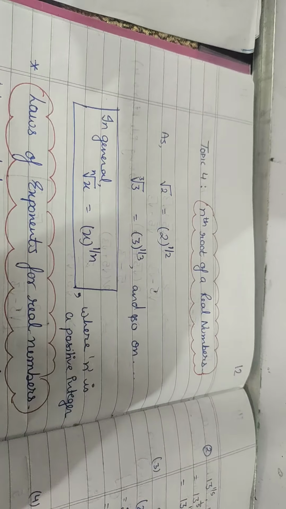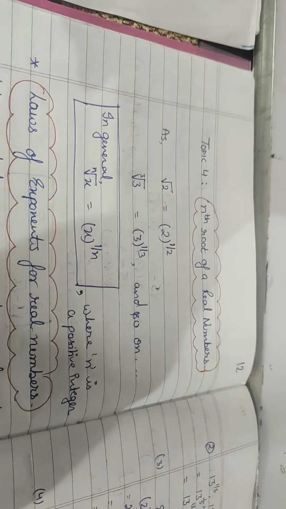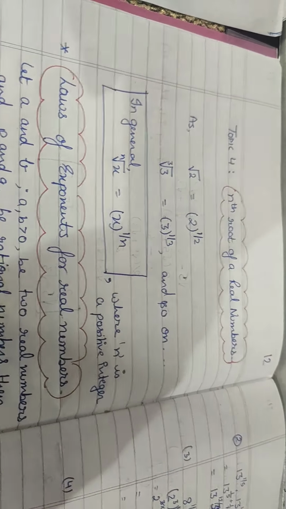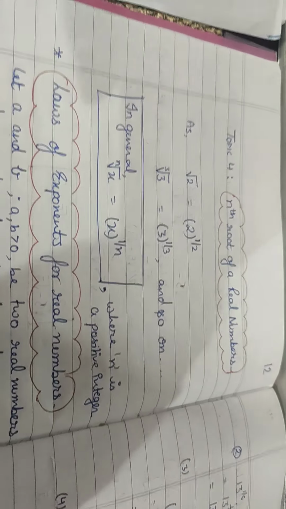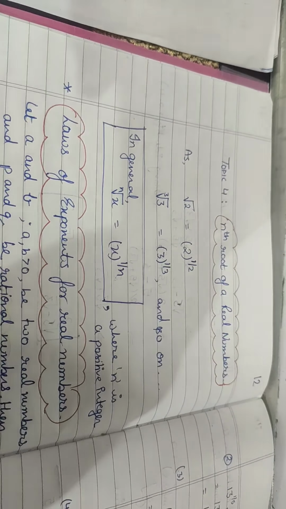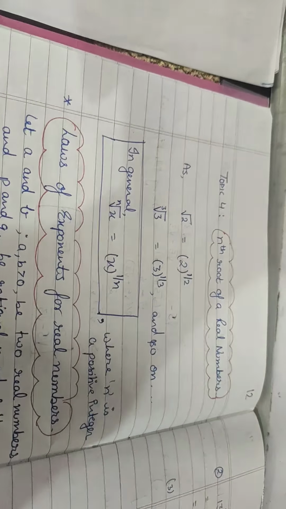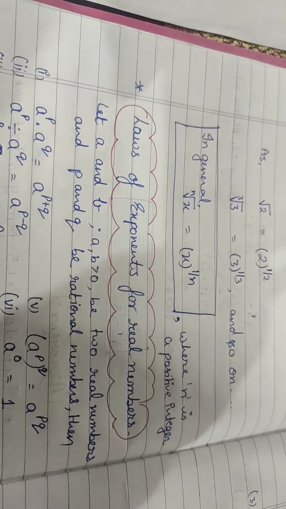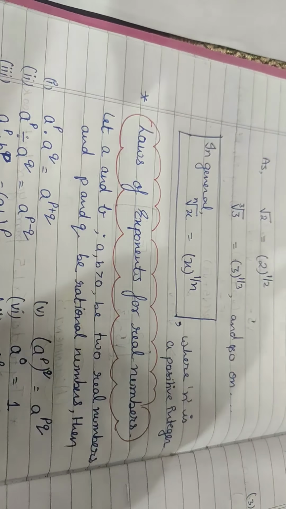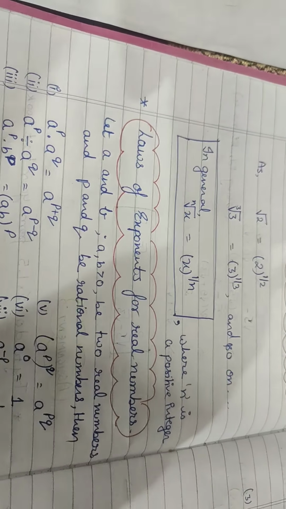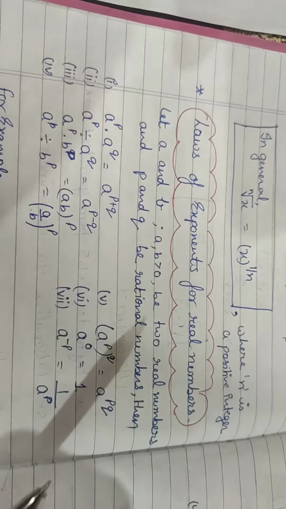Before starting laws of exponents for real numbers, I just want to say that you have already used these laws of exponents in your previous class, in the chapter exponents and powers. So here also we are going to apply the same laws but for real numbers. So let us start. Let a and b, where a and b are greater than 0, be two real numbers, meaning here I am talking about positive numbers, and p and q are rational numbers. Then we have these laws.